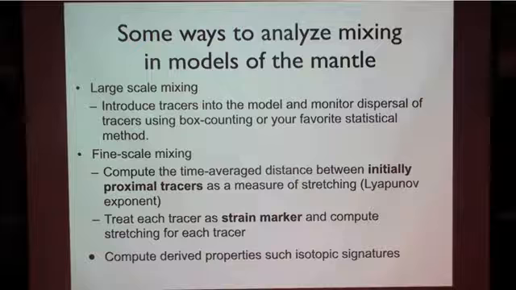And so here are some popular ways to do this. You can pick your favorite depending on what problem you're looking at. So what we just saw is basically introducing passive tracers into a model, and then monitoring the dispersion of them. We just looked at them visually, but we can also use various statistical methods. A box counting method, in which we divide up the computational regime into boxes and then see how many land in each box, or you can use your other favorite statistical method. I'm not a statistician. I'm going to show you one method that people use, but you may have better ones, and I would be interested in hearing about them if you do.